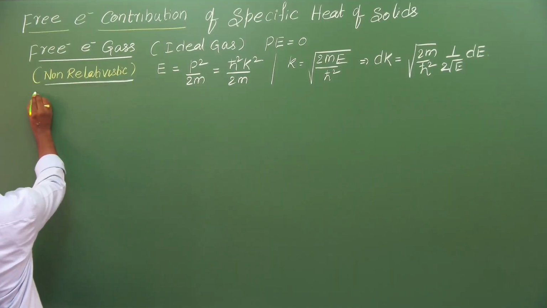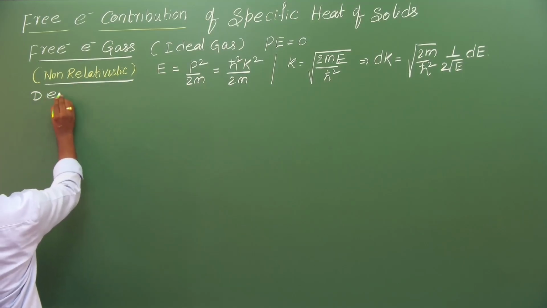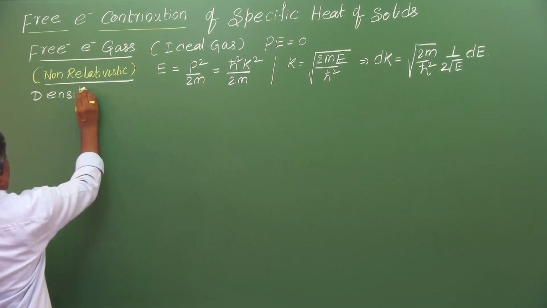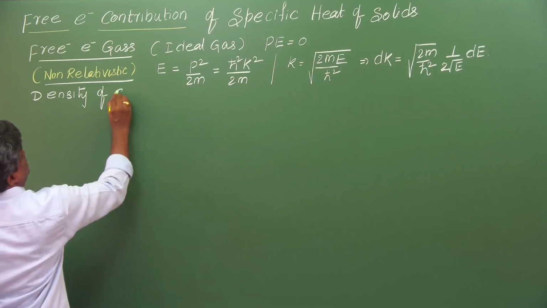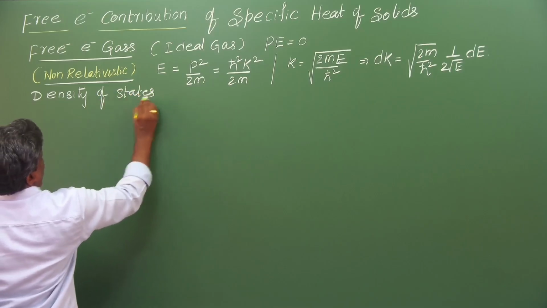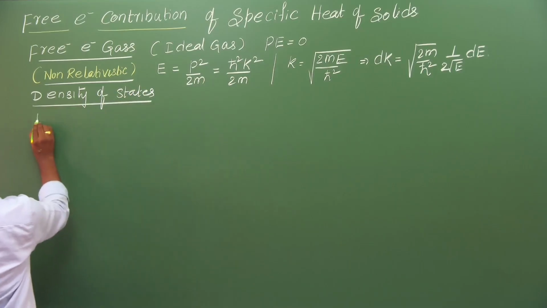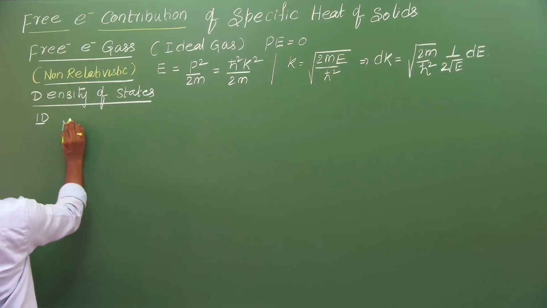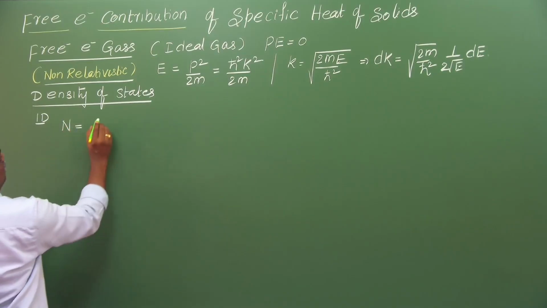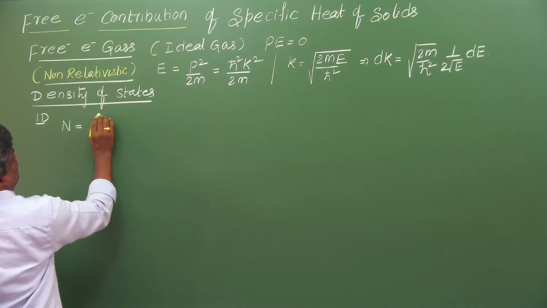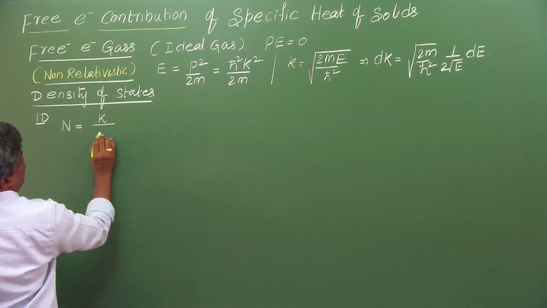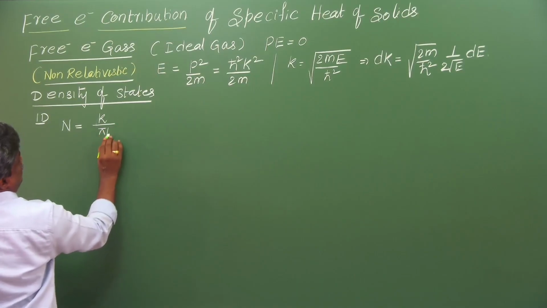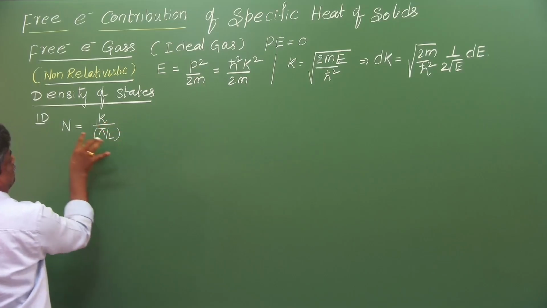Now first we have to get the density of states. Although you have done it, here we are doing it one more time. I am not doing it, you are going to do it. Wait, 1D first. 1D density of states means you have to find the number of states. N equals length by length. What is the length of k? pi by L. Length by length is the number.